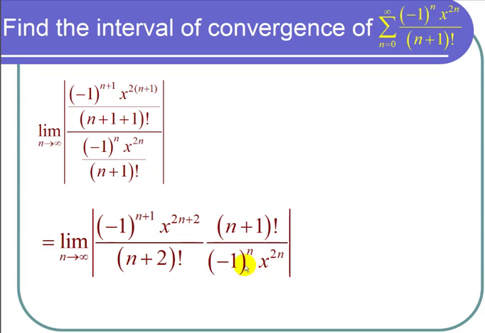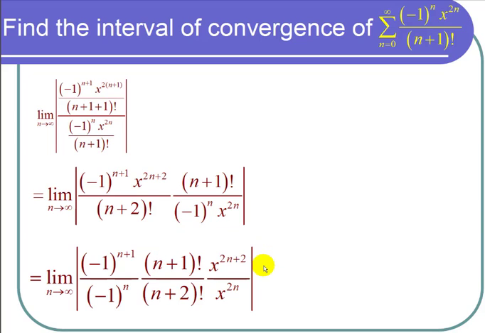So now let's regroup. Let's put the negative 1 to the powers together, the factorials together, and the powers of x together. And I've done that. Now notice that I have absolute values, and absolute values always kill the negative 1 to any power, so those just go away. Also, x to the 2n plus 2 over x to the 2n, I can use the rules of exponents that says I subtract the powers. 2n plus 2 minus 2n is just 2.